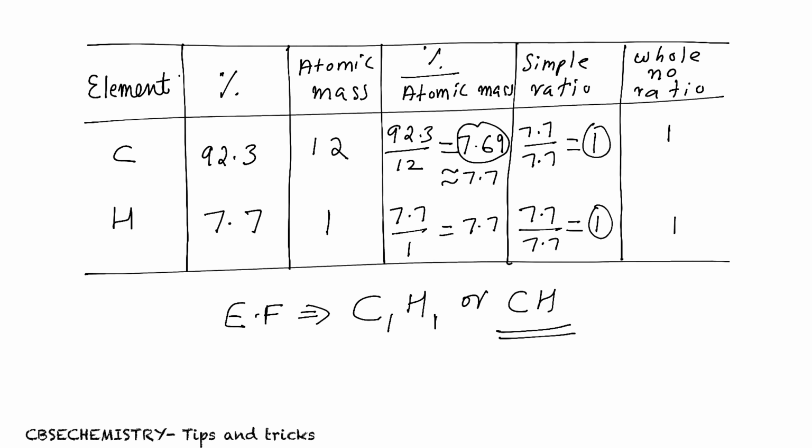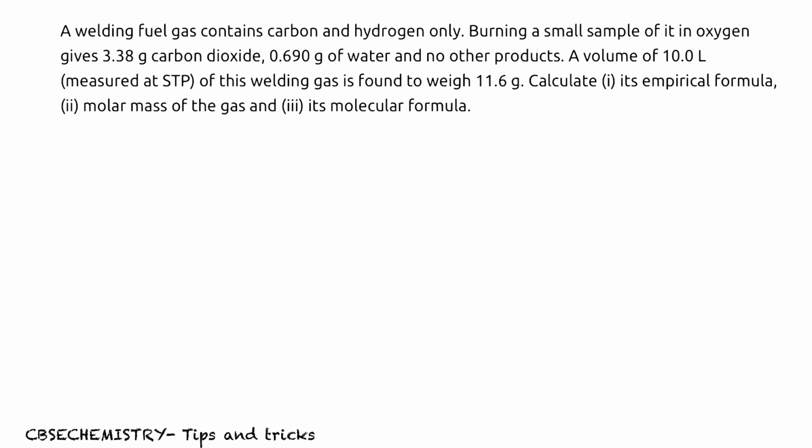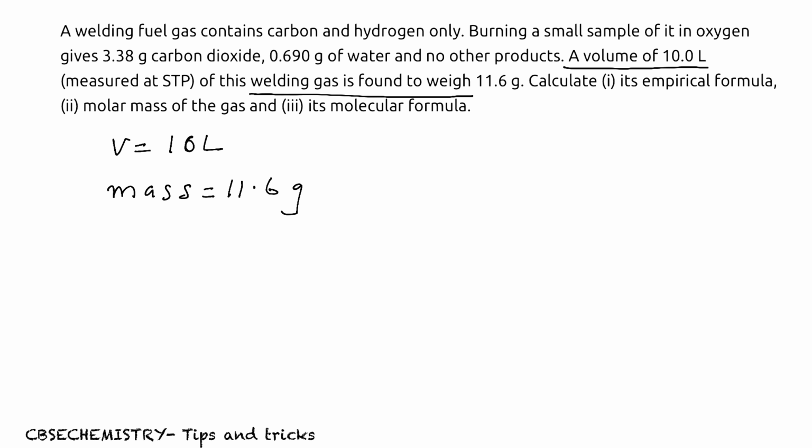Now we can move to the second sub question, that is, we have to find the molar mass of the gas. Check the question again. A volume of 10 liter at STP, the welding gas is found to weigh 11.6 gram. So volume is given and mass is given. Mass is equal to 11.6 gram, volume is 10 liter. Now what do we have to find? Molar mass.